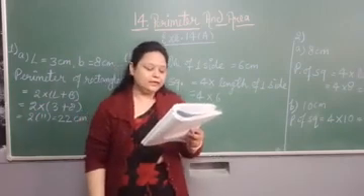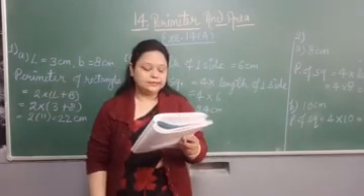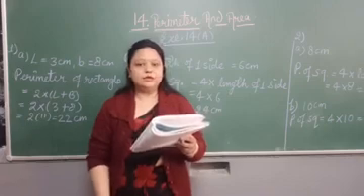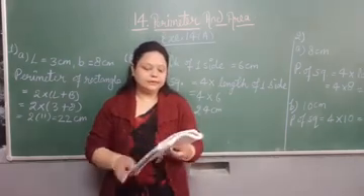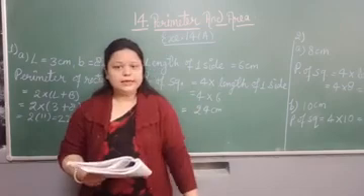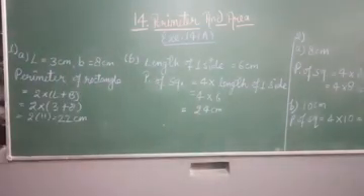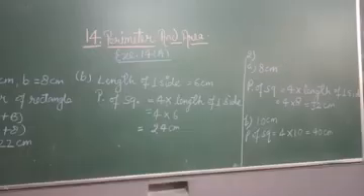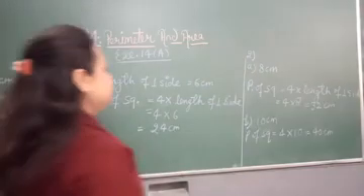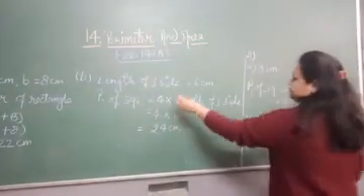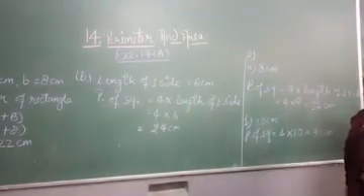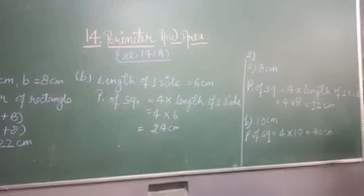Now, C and D is your homework. It's for your practice. If you find any confusion, ask in the live classes. Clear? Now, let's see question number 2. Find the perimeter of a square with the following sides. Just now we have solved this type of question. Perimeter of a square is equal to 4 into length of one side.